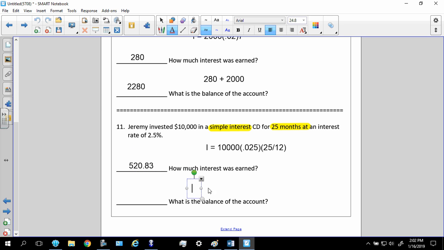So the balance is, remember, she made $520.83, but she started off with $10,000. So that means we're at $10,520.83.